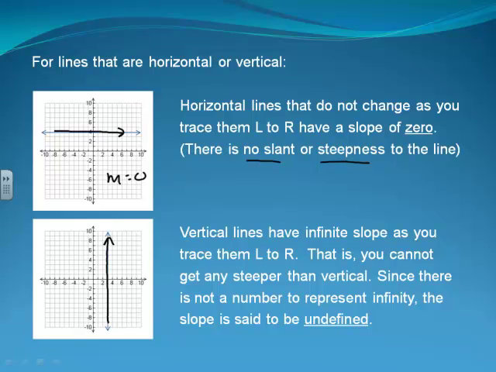A lot of times people think that infinity is actually a number, but infinity is not a number. It's a symbol to represent continuation. So you can't say that slope is infinity because then somebody could say, well, there's always infinity plus 1. So, the slope of a vertical line is undefined.